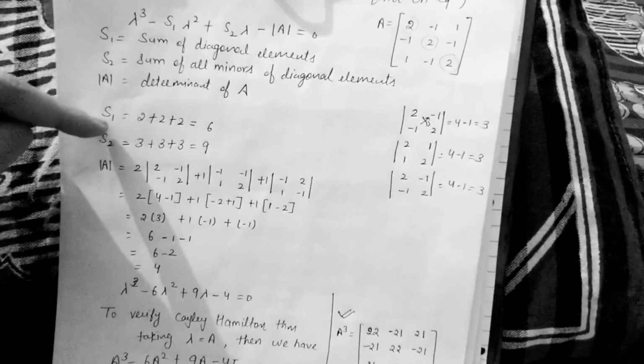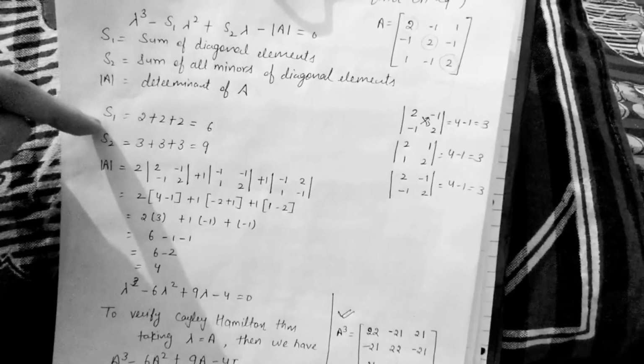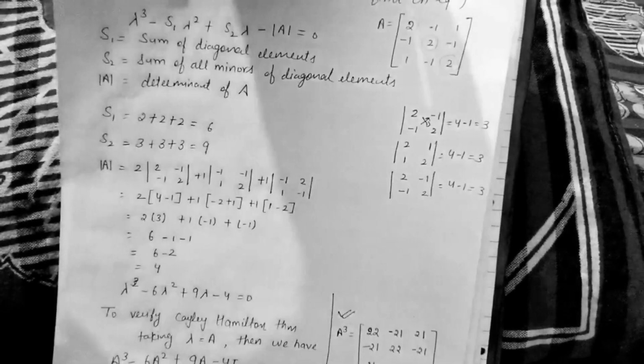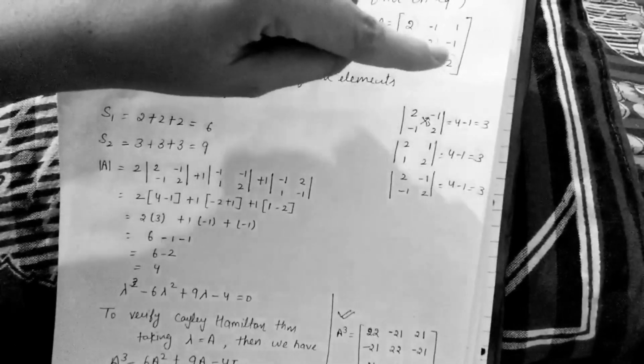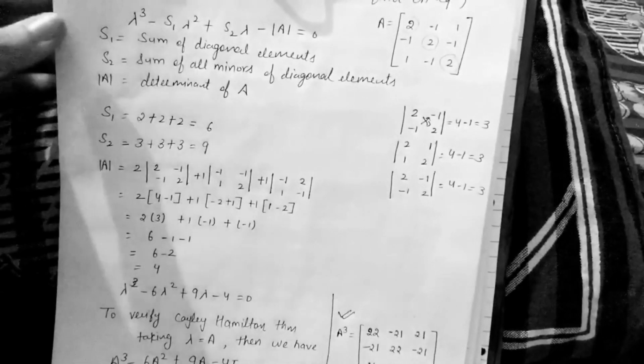So first of all I'm going to find the s1. S1 is the sum of the diagonal elements. What are the diagonal elements here in A? 2 plus 2 plus 2, that is equal to 6, right?